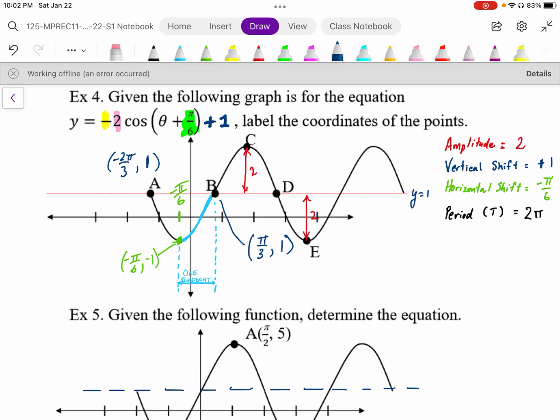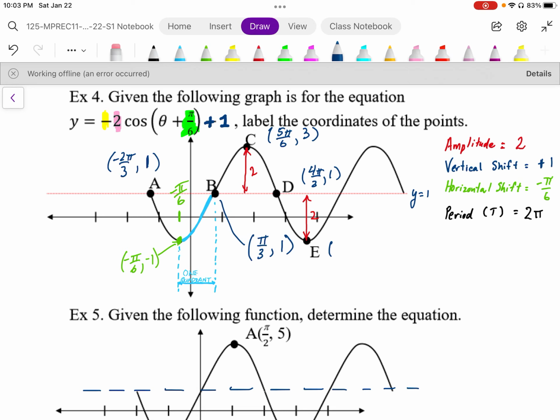To get to c, I'm going to add pi over 2. So half of pi plus 1/3 pi gives me 5 pi over 6, when I add those fractions together. The y coordinate is going to be based on the middle 1 plus 2, which gives me 3. The d position, we can add half a pi, or I can just add pi from b. So from b to d is 1/2 of a period, or pi. So I'm going to end up with 4 pi over 3 and 1.